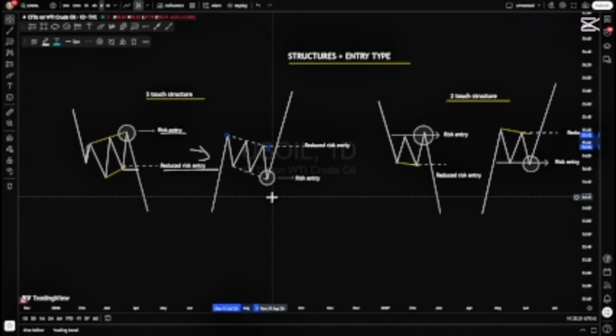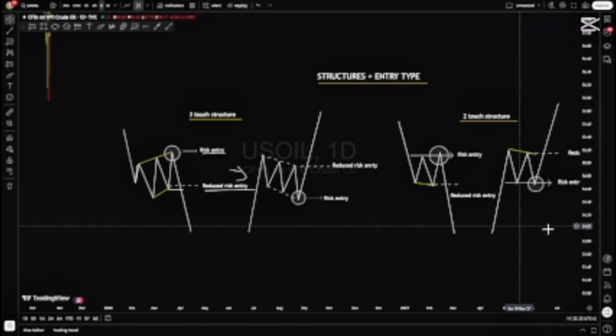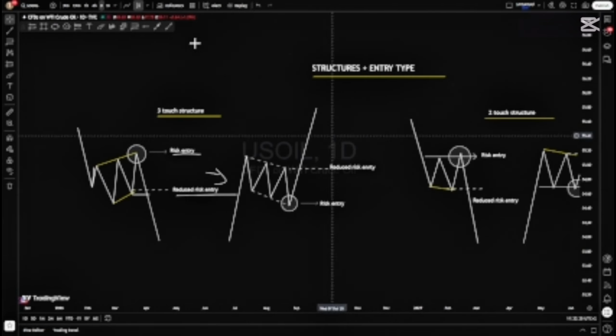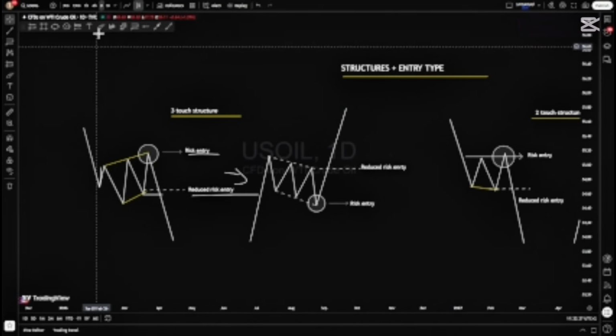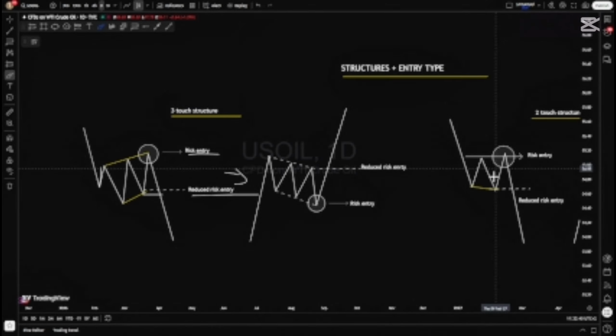And there's another point I want to emphasize in this video. A 3-task structure has a lower risk compared to a 2-task structure. Why do I say that? Let me just explain the 2-task structure. Why I say a 3-task structure has a lower risk compared to a 2-task structure: a 3-task structure might complete a 2-task structure.